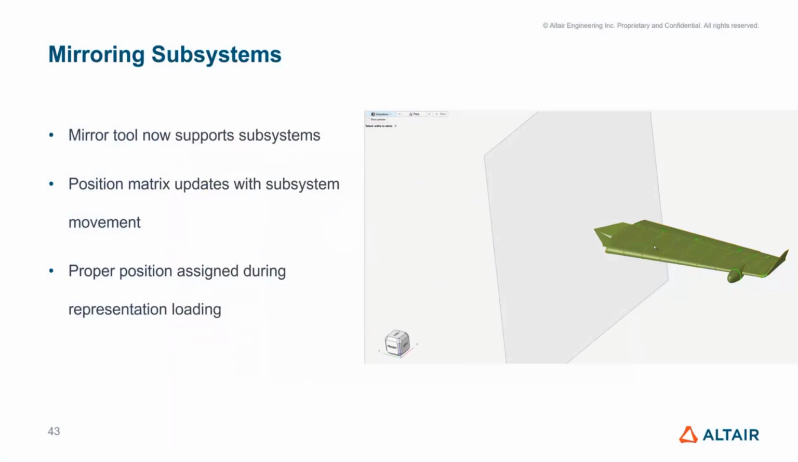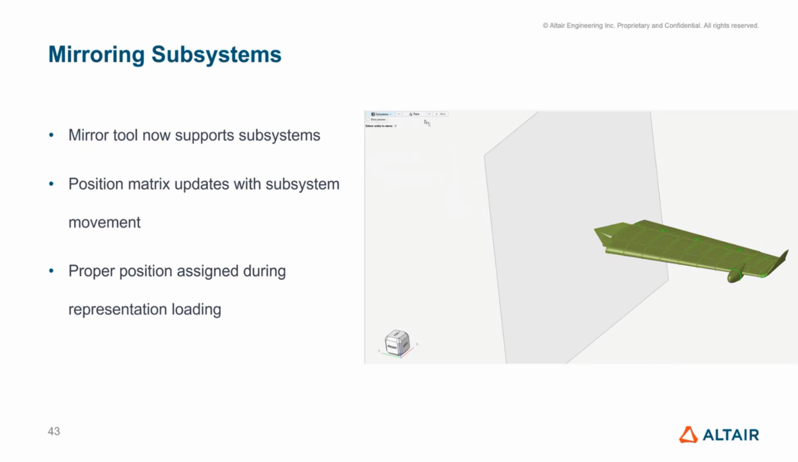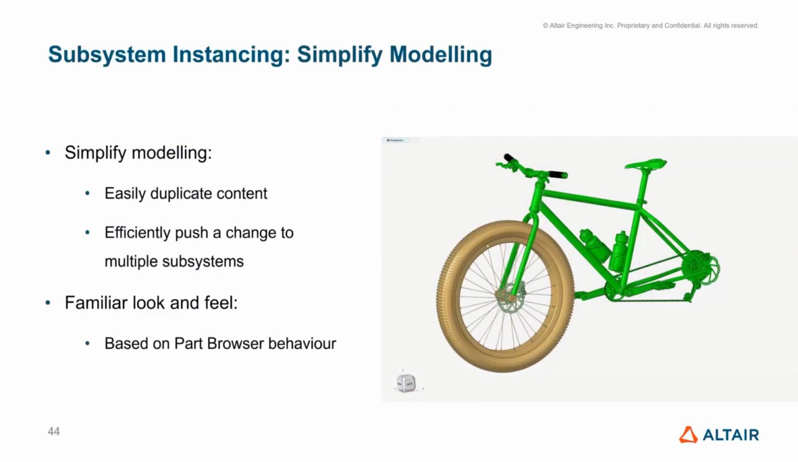The same thing applies for the mirror tool. The mirror tool now supports subsystems, and the same position matrix is updated as you perform a mirror. So again, wherever you put your subsystem with a combination of move and mirror, we will remember that for loading representation. So you can now take any subsystem and position it where you want. We need both of those things for subsystem instancing.